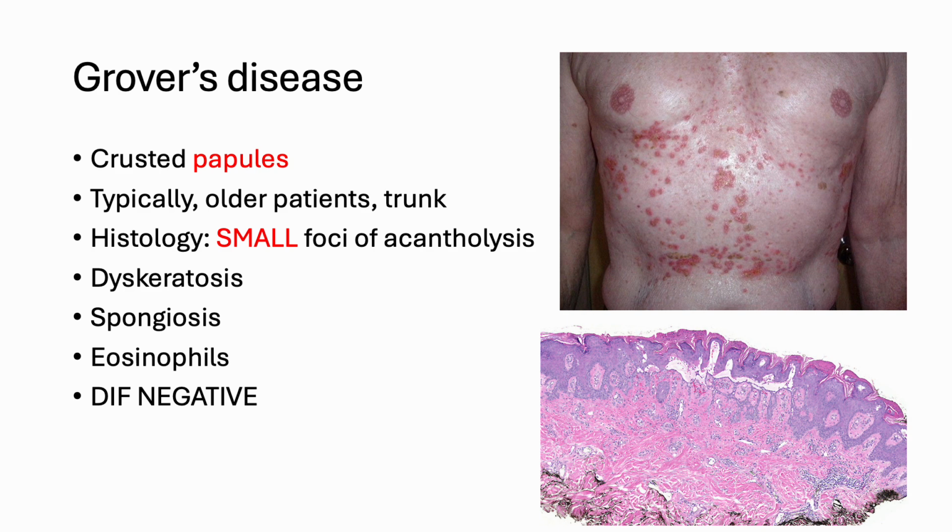So focal acantholysis is a feature of Grover's disease, and you need to correlate with the clinical presentation as well. As the picture shows here, you can see multiple small crusted papules on the trunk. That is compatible with Grover's disease. The dyskeratosis, you can see it, but not as prominent as in Darier disease. And in some areas, you can only see spongiosis.